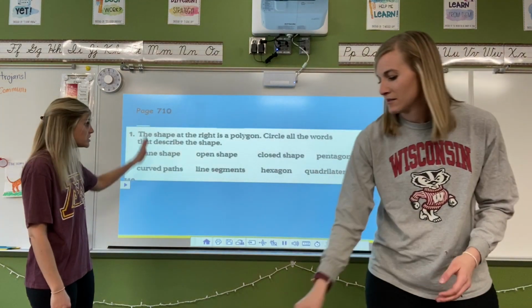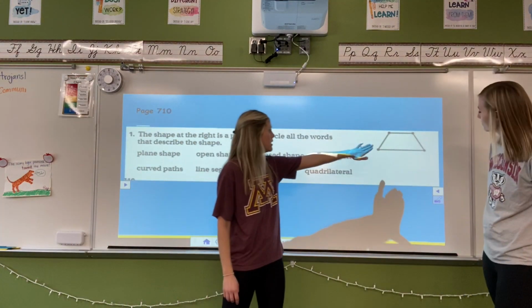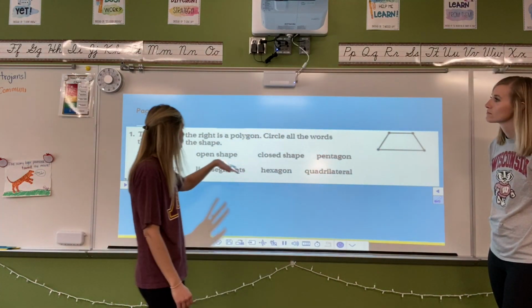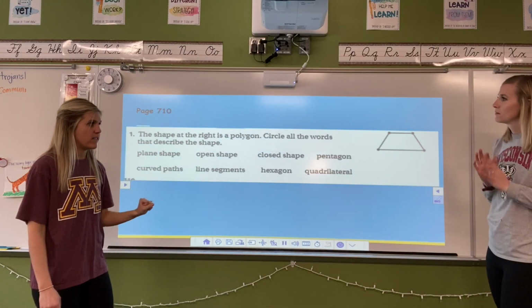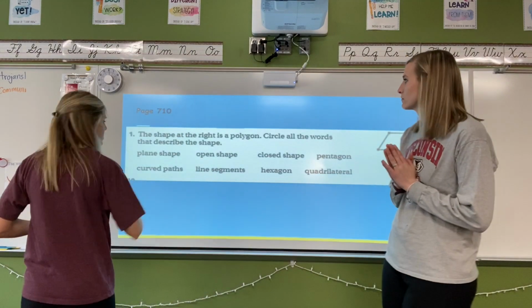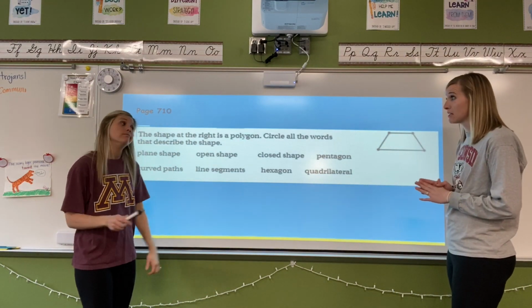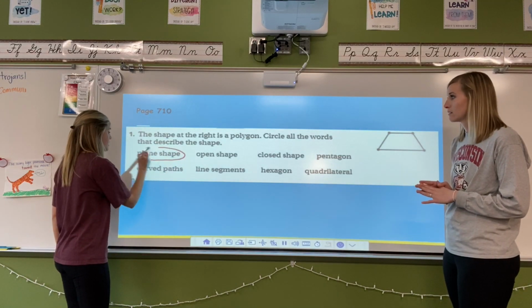All right. So we're still on page 710. We're looking at this shape right here, and we're going to circle all of the words that describe that shape. So let's talk about each of them. Let's talk about plane shape first. Is that shape over there a plane shape? Is it flat? It looks pretty flat to me. Yes, that's definitely a plane shape.